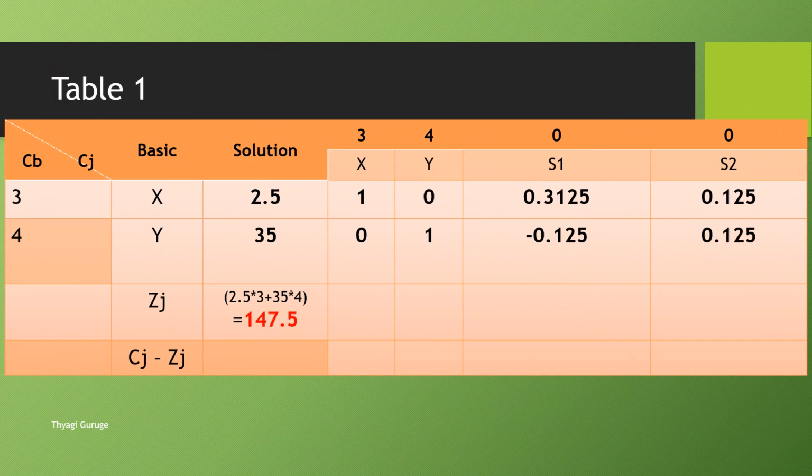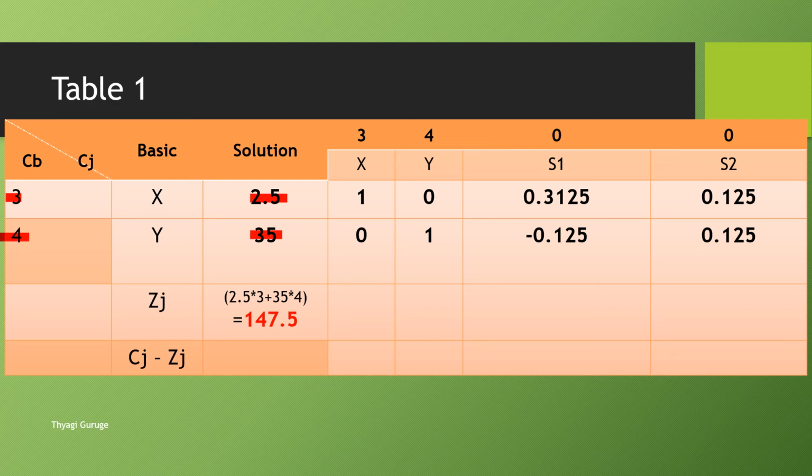In this table, you can see our slack variables S1 and S2 have been replaced by the basic variables. So in the solution section, you can see there are 2.5 units of X and there are 35 units of Y, as well as the relevant profit for X as well as for Y.